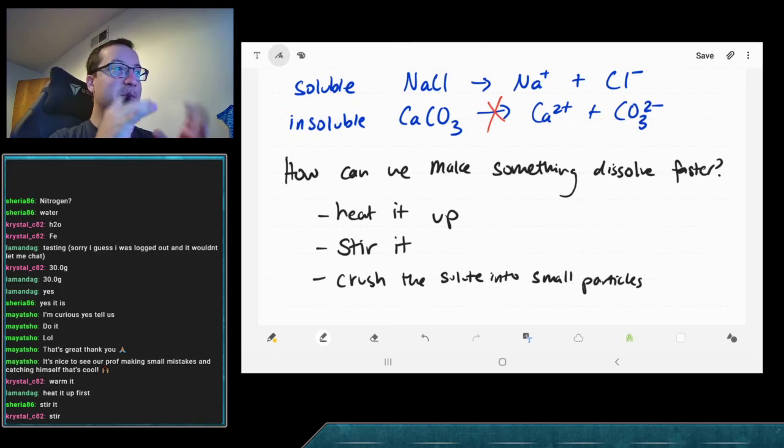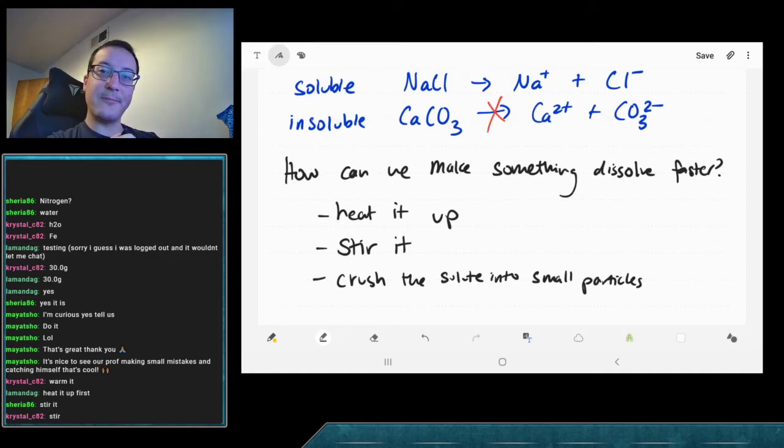And so as they move faster, it's just the chance of them kind of hitting this crystal and pulling off an ion, or in the case of a sugar, a molecule, is just higher. So the more energy you're giving them, the more likely they're going to be able to pick up one of your solutes and dissolve it.